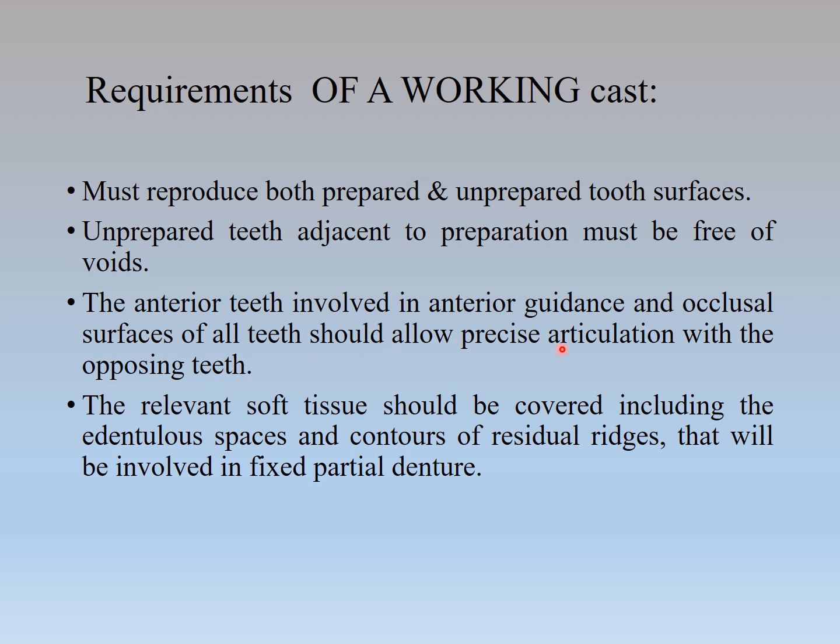The anterior teeth involved in anterior guidance and the occlusal surfaces of all teeth should allow precise articulation with the opposing teeth. So again, these things will be achieved only if you take a proper impression and you reproduce a proper cast. Okay, so then you'll be able to incise it, you'll be able to occlude it if required with the opposing arch occlusion. The relevant soft tissue should be covered, including the edentulous spaces and contours of the residual ridge that will be involved in the fixed partial denture.